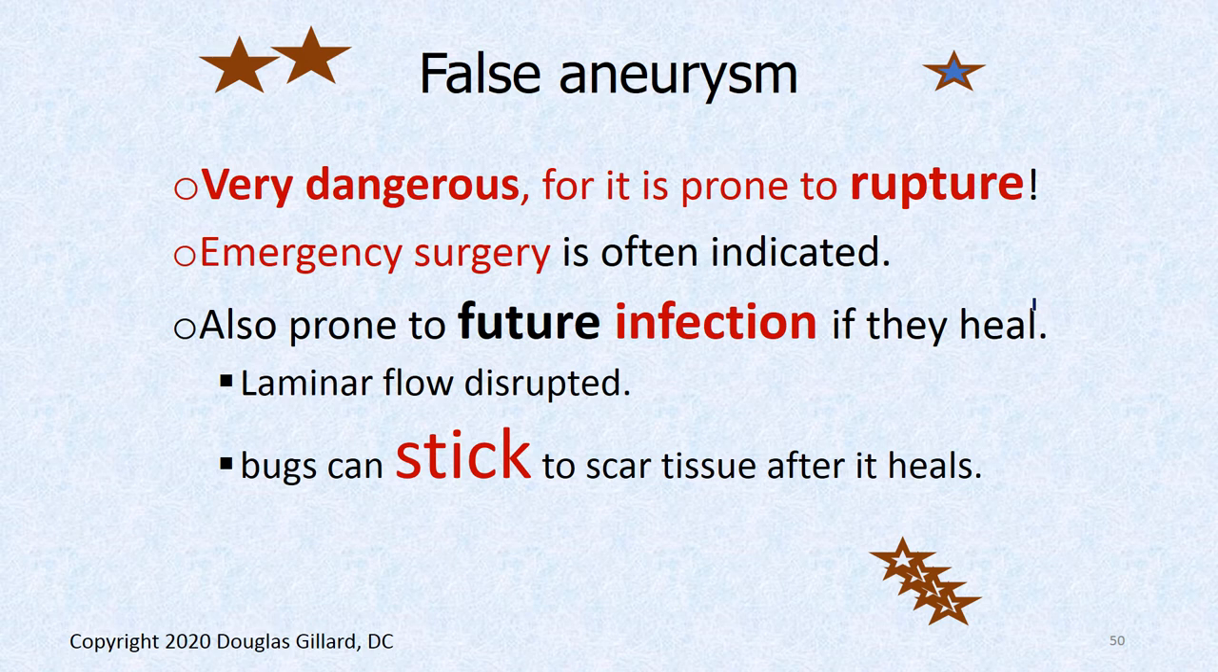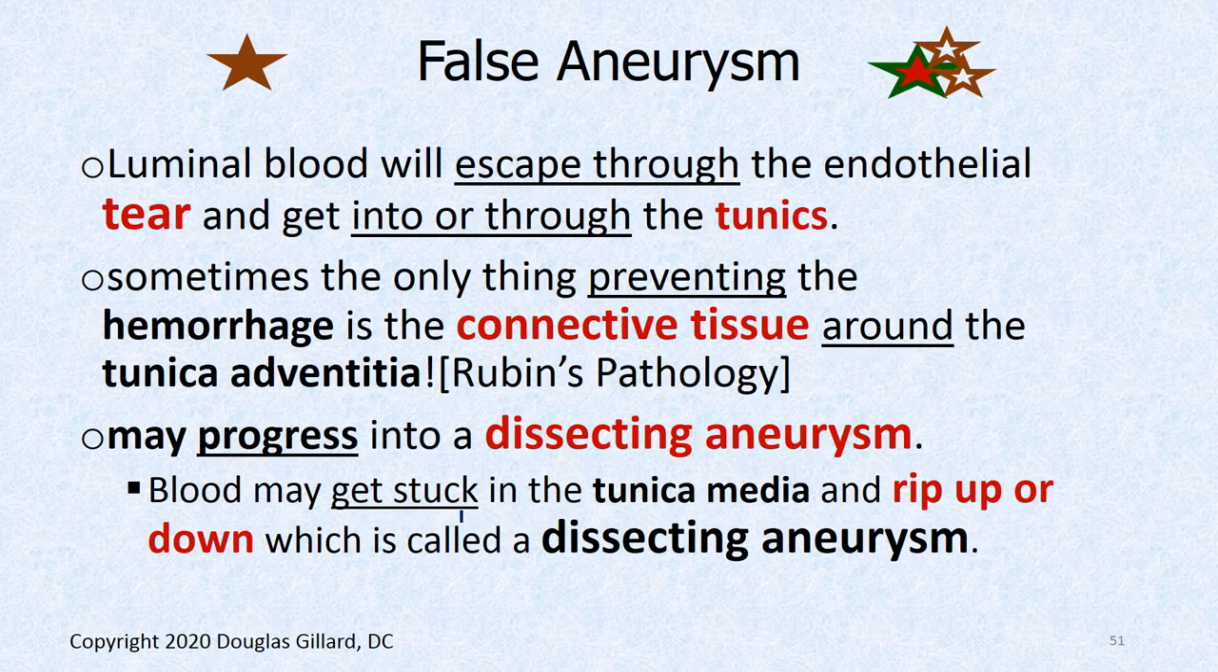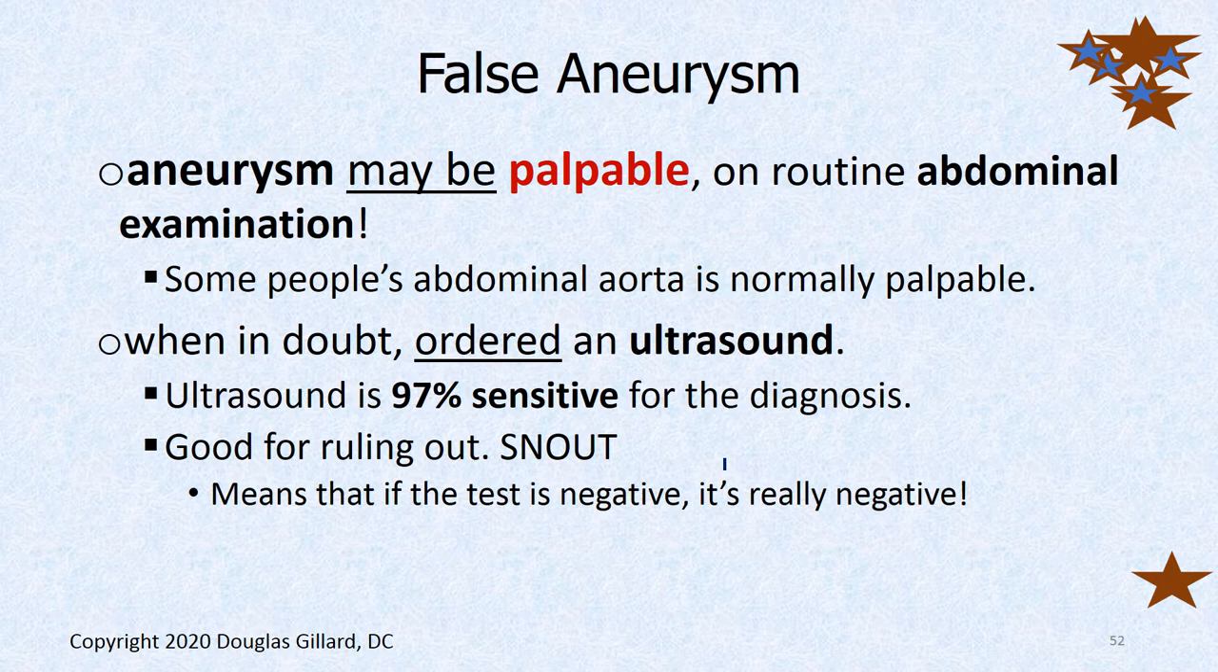Usually the only thing holding the blood in the artery is the connective tissue around the tunica externa. If it does heal up, great, but then you'll always be at risk for a subsequent mycotic aneurysm, because bugs like to stick to that scarred up tunica intima. And yeah, luminal blood will escape through the intima, go through the tunics, and sometimes all that connective tissue is the only thing holding the blood inside the artery. If that rips, you're going to probably die. Could progress to a dissecting aneurysm as well, as we were going to talk about.